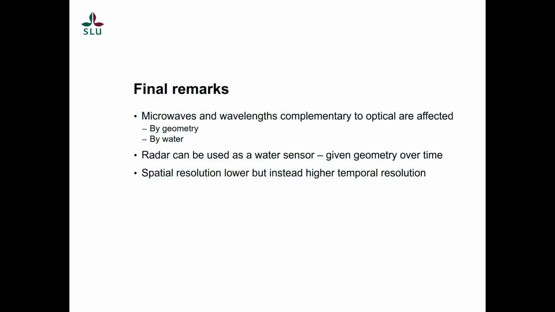So, some final remarks. Microwaves, with wavelengths that are complementary to optical, are affected by both geometry and water. In that sense, radar can be used as a water sensor, given the assumption that the geometry is relatively stable over time. So if geometry and water conditions are not changing at the same time, we can use it as a water sensor. Yet the spatial resolution is somewhat lower compared to many of the optical systems that we're used to. But instead, we have a higher temporal resolution. That is one of the benefits. Also with satellite-based radars, we get measurements continuously, regardless of whether it is cloudy or sunny, dark or light, since it's an active emitter.